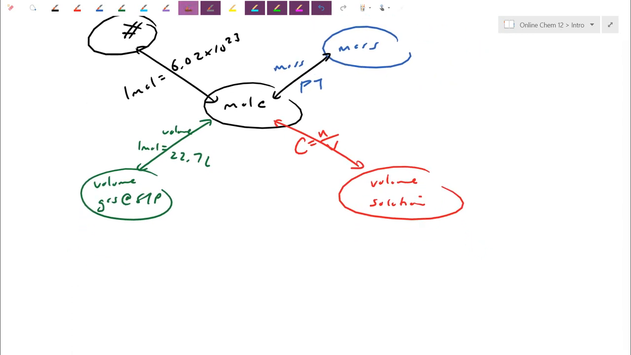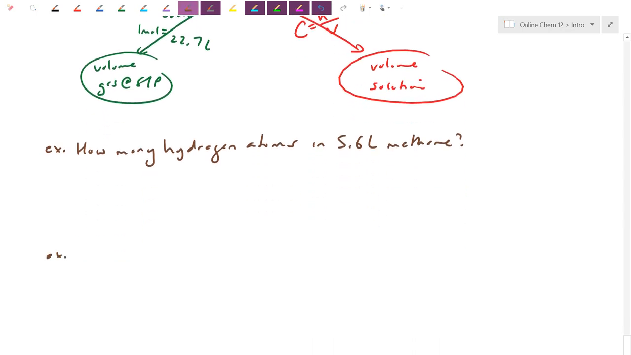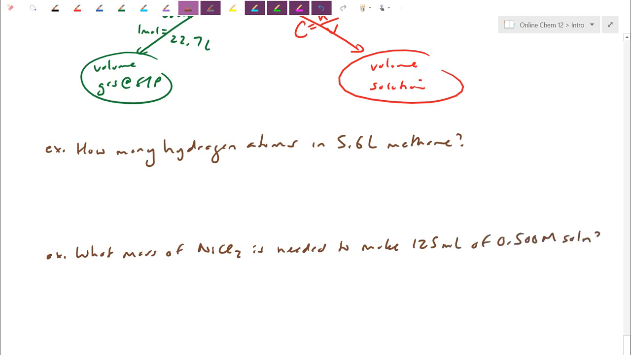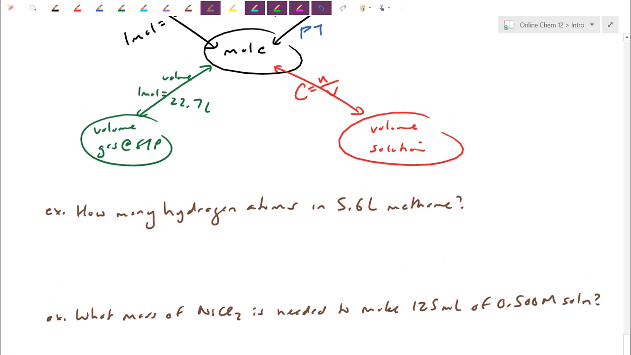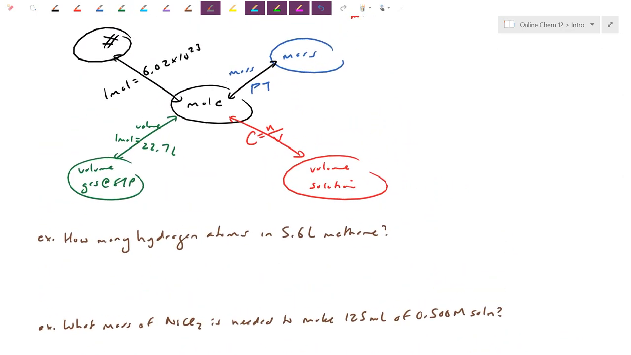This will get us back into reviewing stoichiometry tomorrow. So let's just do an example. I want to find how many hydrogen atoms are in 5.6 liters of methane. So that's the first question. And then I'll give you a solutions practice here. What mass of NiCl2 is needed to make 125 milliliters of 0.500 molar solution? Usually for solution, I just say SOLN. So again, I would encourage you to pause the video, try it out for yourself, make use of this mind map here, and then when you come back, you can check your answer with me here.